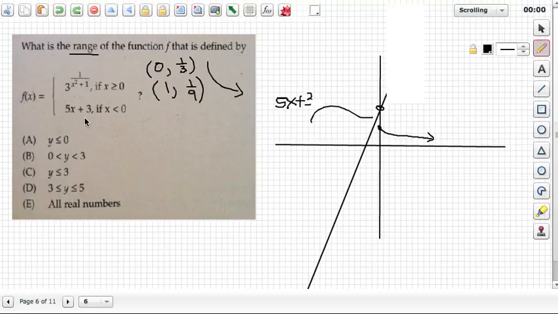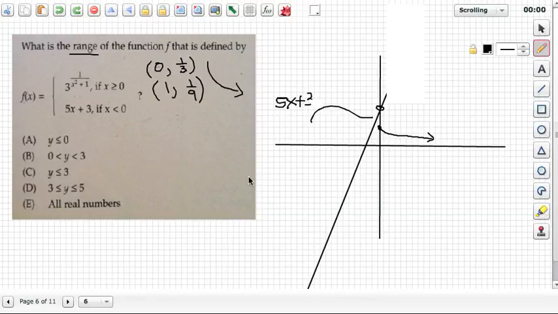This one is a little easier. It's linear. The y-intercept is 3. It's going to be an open circle because it's less than 0. And for the next point, I use the slope to get my next point. It's up 5/1 or down 5, left 1. And that's my graph right here.